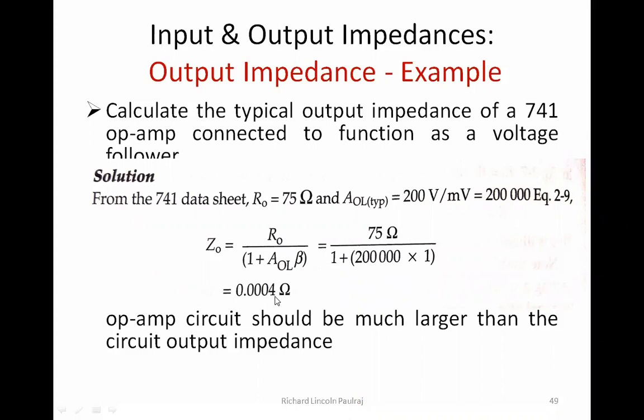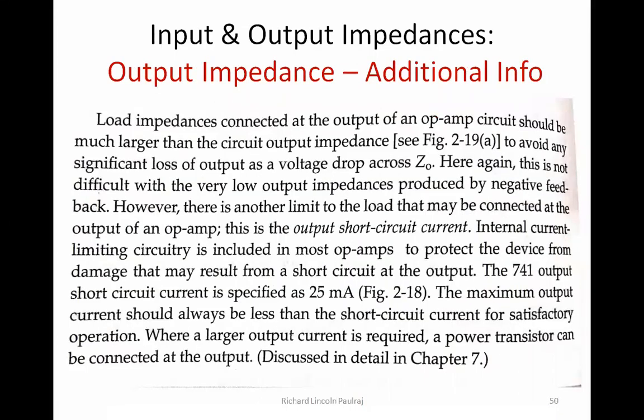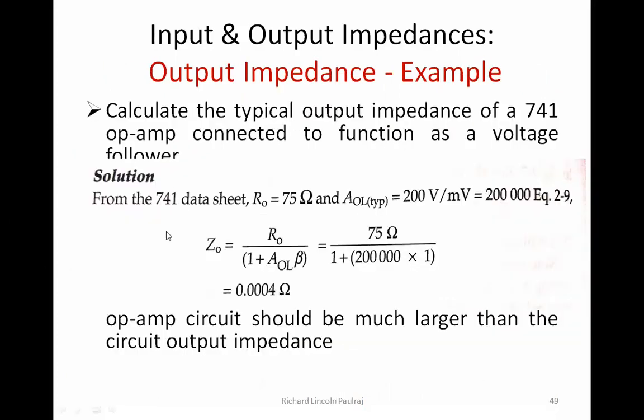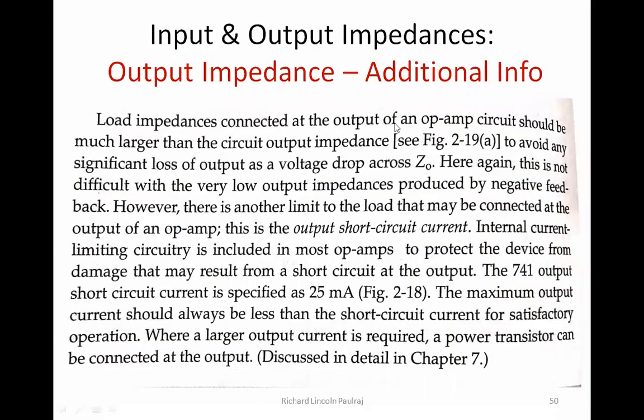Okay, fine. So I have included some additional information here, which is needed to understand the impact of this problem. Load impedances connected to the output of the op-amp circuit should be much larger than the circuit output impedance. So circuit output impedance should be very small, as we have seen. Circuit output impedance should be very small to avoid any significant loss of output as a voltage drop across Z0.